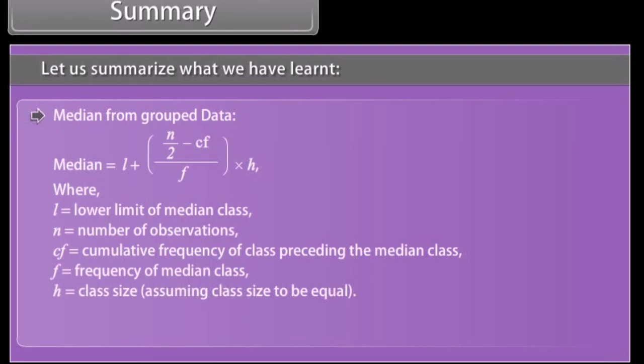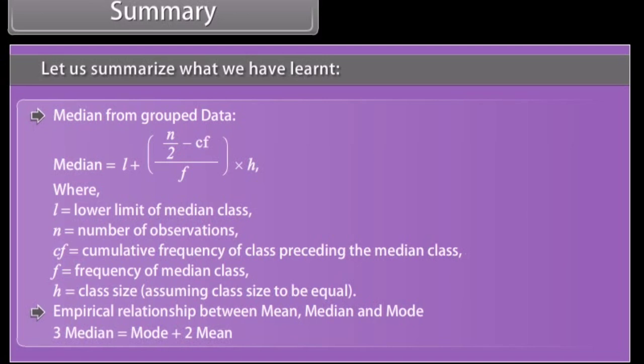Median from grouped data: L plus (n by 2 minus Cf) divided by f and multiplied by h, where L is equal to the lower limit of the median class, n is equal to the number of observations, Cf is equal to the cumulative frequency of the class preceding the median class, f is equal to the frequency of the median class, h equals class size assuming class size to be equal.